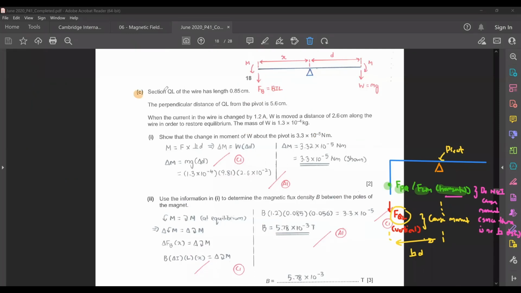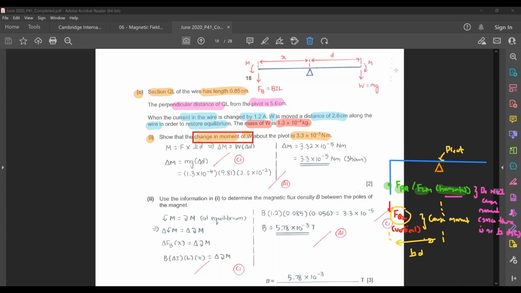In part C, section QL of the wire has a length of 0.85 centimeter. The perpendicular distance of QL from the pivot is 5.6 centimeter. When the current in the wire is changed by 1.2 amps, W, which is the weight, is moved a distance of 2.6 centimeter along the wire in order to restore equilibrium. The mass of W is 1.3 times 10 power minus 4 kg. In part 1, show that the change in moment of W about the pivot is 3.3 times 10 power minus 5 Newton meter. So what you are supposed to find here is the change in moment caused by W.